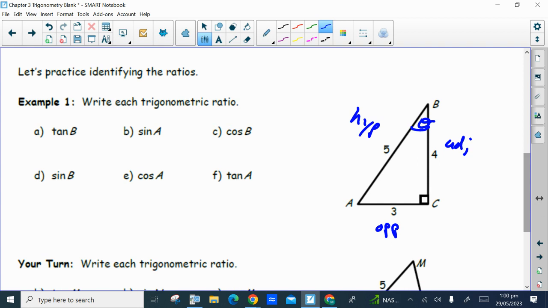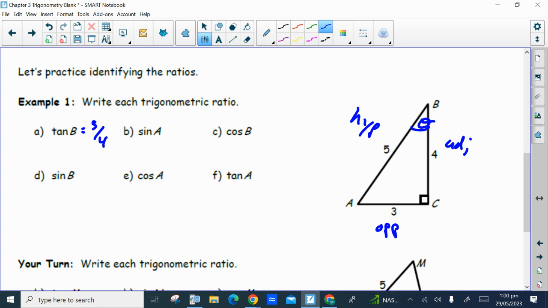So when you're doing the sine and cosine and tangent of an angle, it's always going to be one of the two smaller angles. The angle's less than 90 degrees. So tangent of B, remember, tangent is opposite over adjacent. So from angle B, the opposite side is 3, the adjacent side is 4. For that triangle, the tangent of B will be 3/4 or 0.75.